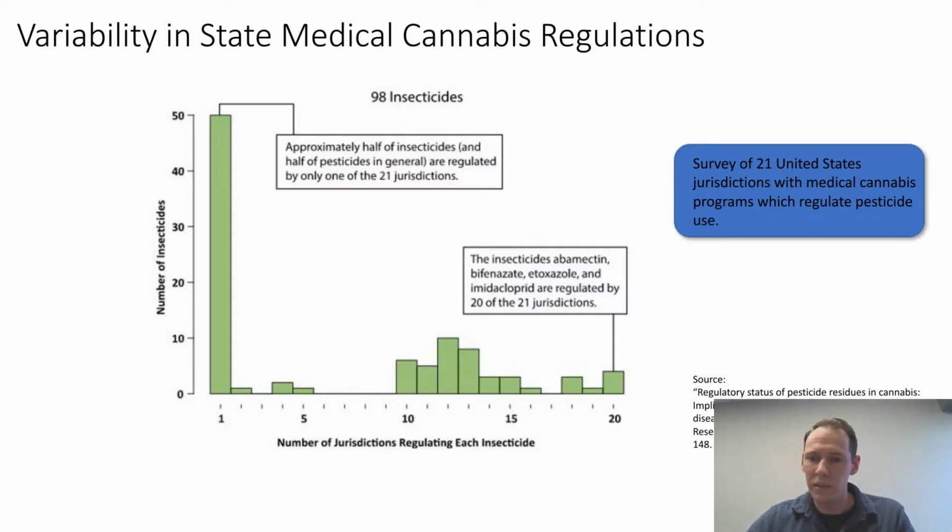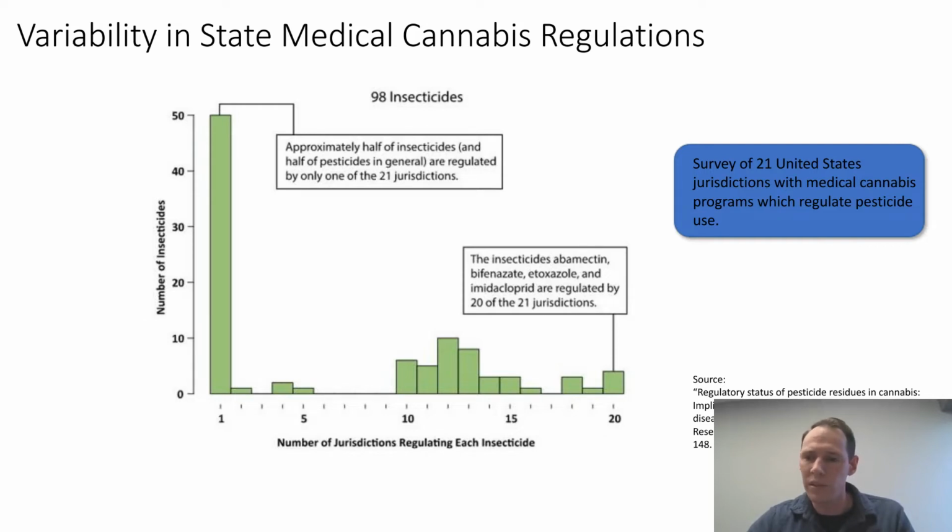So this chart is from a paper published last year in the Current Research in Toxicology. And in this study, they did a survey of the pesticide testing regulations in jurisdictions and states within the United States. And this is specifically for medical cannabis programs. And what they found is that there is a total of 98 insecticides that are regulated across 21 of the surveyed jurisdictions in this study.